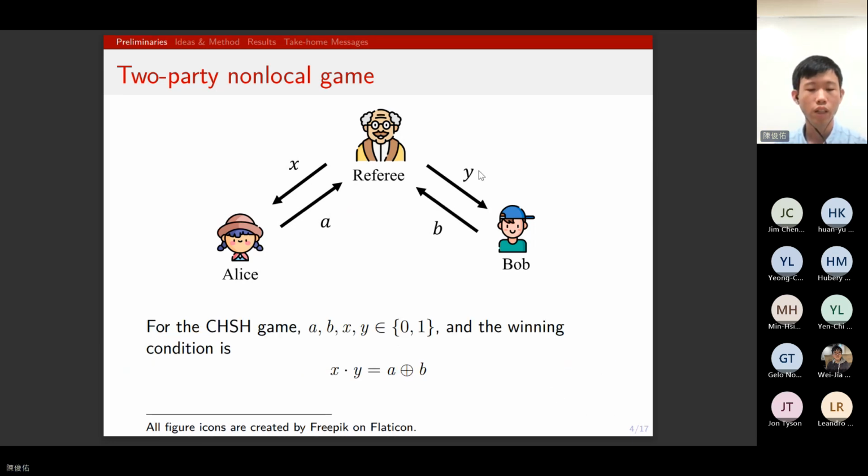Taking the Clauser-Horne-Shimony-Holt game, or in short the CHSH game, for example, all the questions and answers are binary. The winning condition is X times Y equals A XOR B. Here XOR is addition modulo 2.